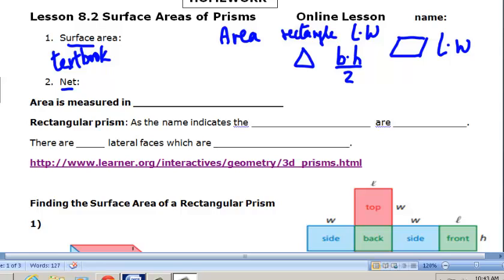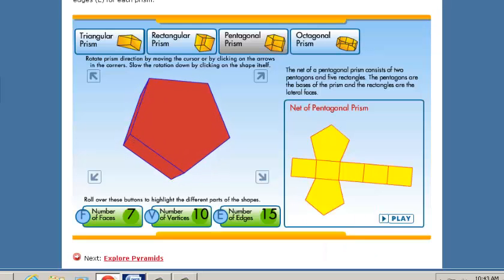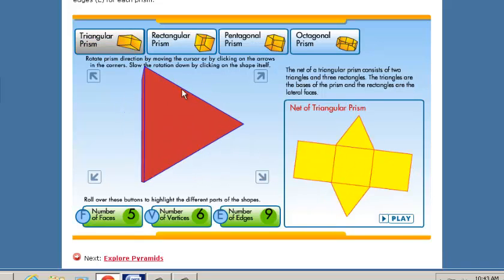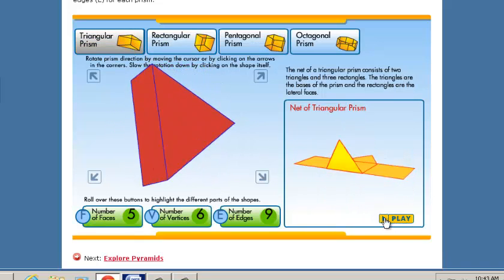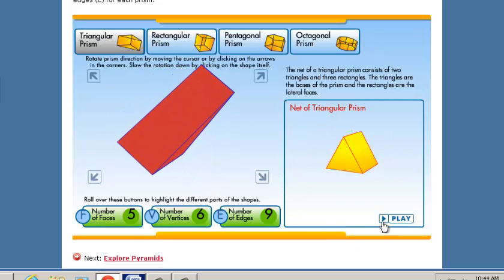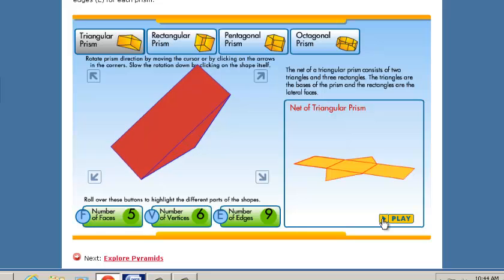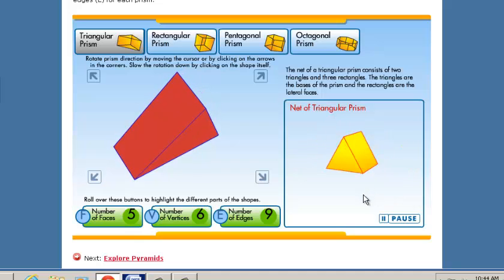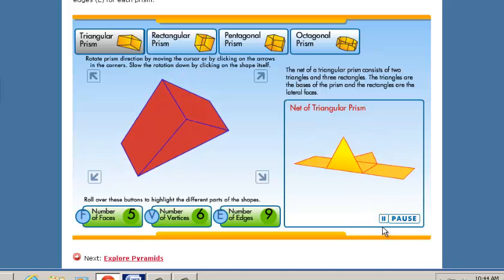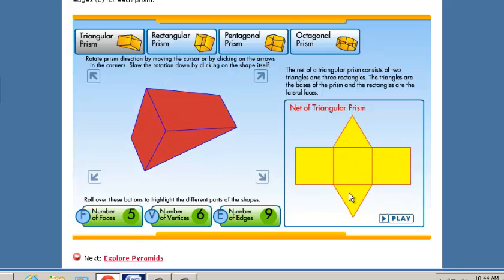Now a net is nothing but what you get if you open up a 3D figure and make it flat, like a 2D shape. How does it look? That's all a net means. For example, if you go to the same website as before, they have different prisms. This is a triangular prism that they are showing you. You have two triangles, which are the two bases, and then you have the three lateral faces, which are parallelograms. This is called a net, where you can fold it and unfold it.